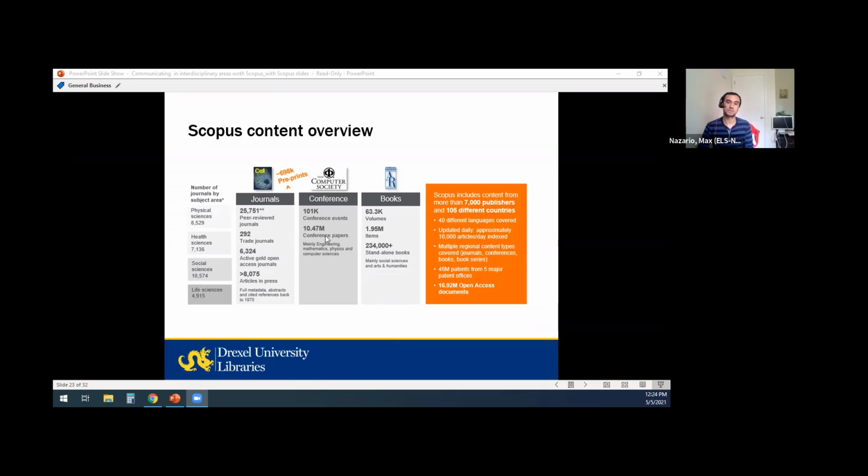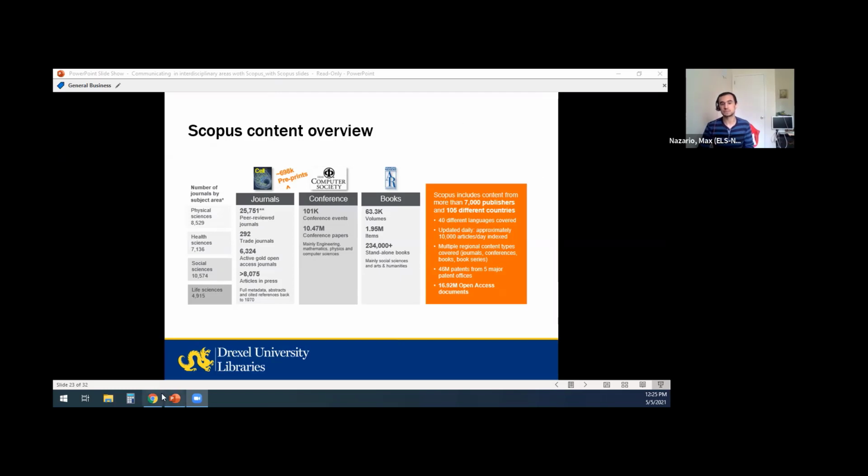And there are, like I said, hundreds of thousands of books available in there, and millions of conference papers. Those conference papers are primarily focused in engineering, math, physics, and computer science, and those books are primarily focused in social sciences, arts, and humanities.